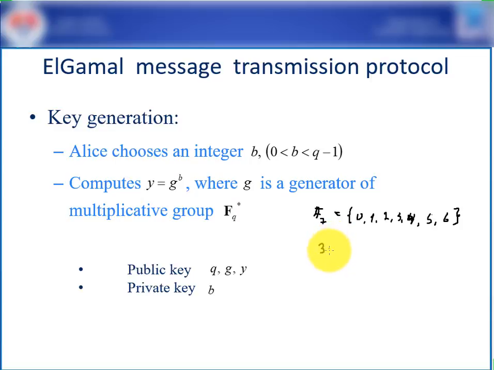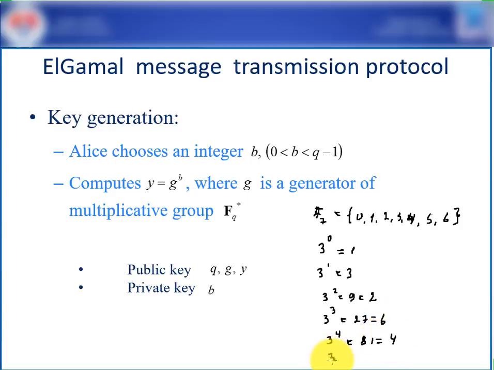So now let us check the validity of our choice. We raise 3 to the power 0 and obtain 1. 3 to the power 1 is equal to 3. 3 squared is 9, which is equal to 2 modulo 7. 3 to the power 3 is equal to 27, which modulo 7 is equal to 6. 3 raised to the power 4 is equal to 81. Modulo 7, this is 4.